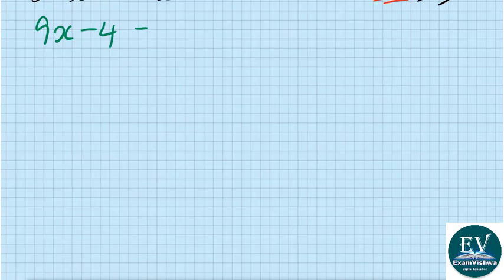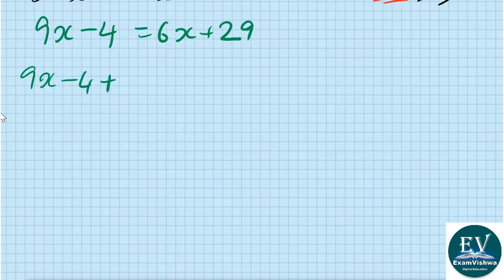9x minus 4 is equal to 6x plus 29. आप खुद करेंगे अभी. Pause the video, फिर करो, फिर वापस आ जाओ. मालूम है x मिलना है हमको, that is our target. We will do one thing, ये पहले 4 को निकालेंगे लेफ्ट साइड से, 9x minus 4 plus 4, ये add किया, plus 4 किया. तो हम क्या करेंगे, मैं इधर कलर का खेल खेलता हूँ.